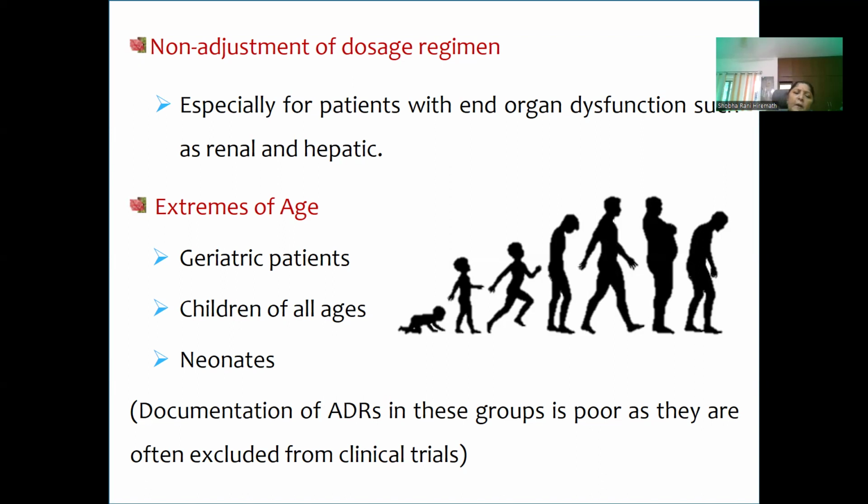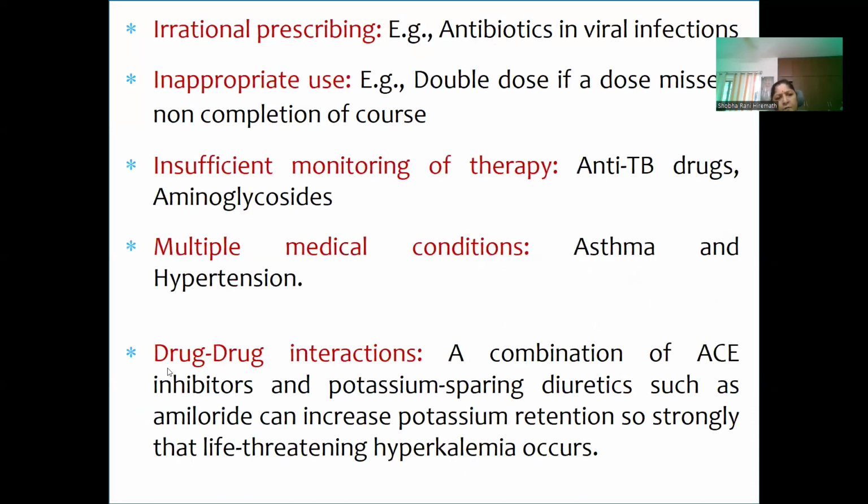Now, as it is, the documentation of ADRs in this special population is poor because they are not included in the clinical trials. And irrational prescribing, like prescribing antibiotics in viral infections, that is unnecessary use of antibiotics, also causes ADRs. Inappropriate use, such as a double dose when a dose is missed, or non-completion of an antibiotic course or anti-TB course, whichever drug it is, if used inappropriately, leads to ADR.